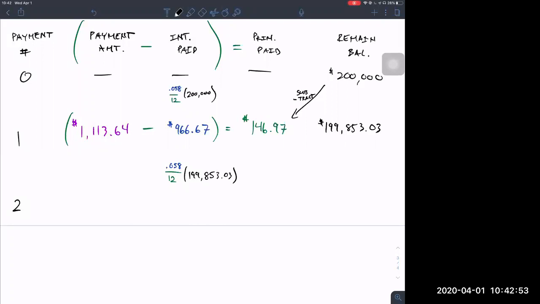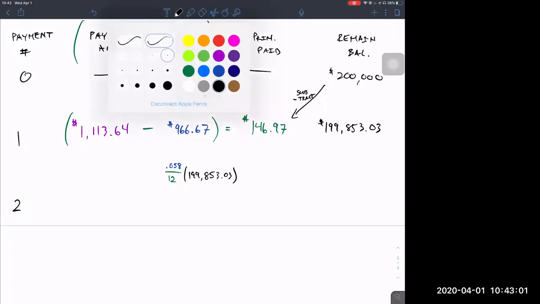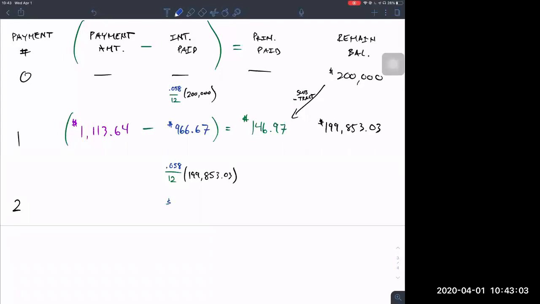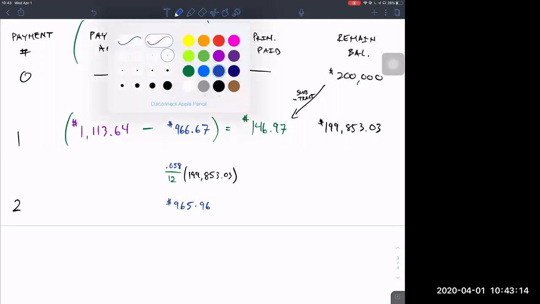So let me calculate this all for you really quick. 199,853, 3 cents. Okay, so here you can see that it decreases, right? We talked about that in class. 965. I know it seems like a little decrease, but it still decreases. Okay, so that's the proper setup. Now, here is part B and C. So we'll call this part B right here.